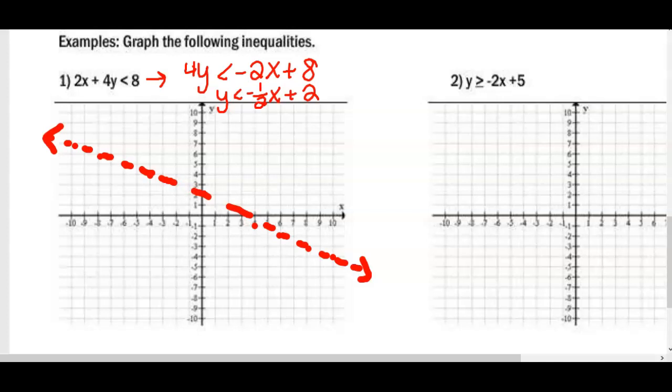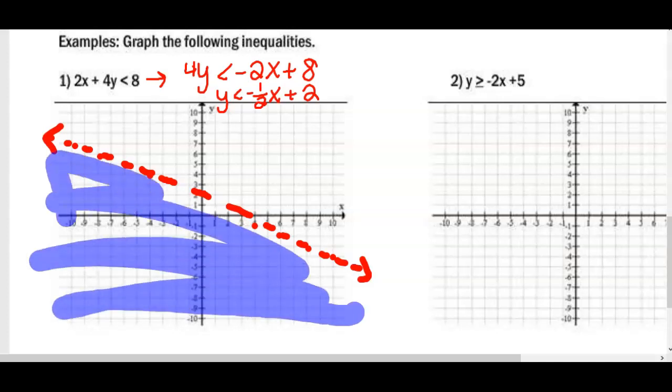And then, are we shading above or below? Below. Because y is less than, so y is less than below. So if it's less than, it's below. If it's greater than, it's above. Correct.